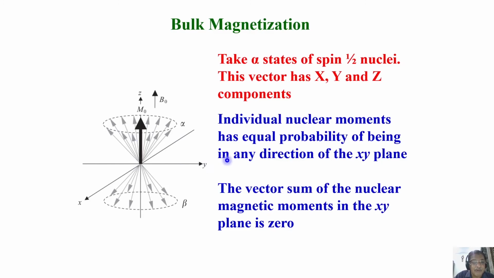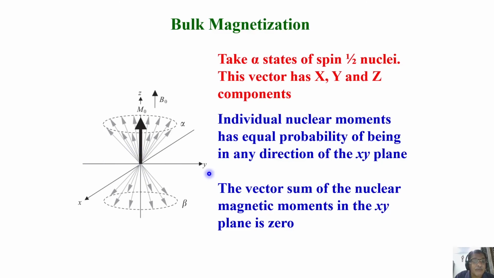Either the x component or the y component, if you take, they get nullified. Each of them gets nullified. So as a consequence, in the xy plane, the probability of finding these components is not there at all. It is zero. X and y components are zero. The vector sum of the nuclear magnetic moments in the xy plane is totally zero.